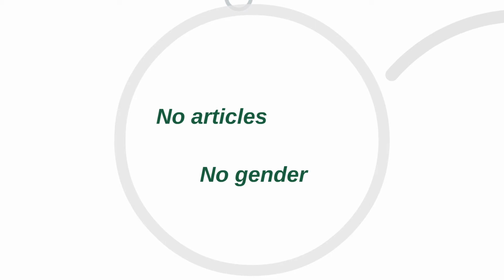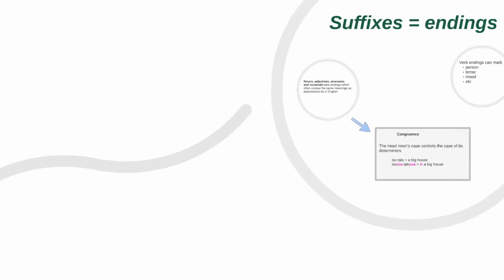In Finnish, there are no articles. So in English, there are "a" and "the". In Finnish, you don't have to worry about that. There isn't anything like that. There's also no gender, so you don't have to worry about feminine or masculine nouns. Just forget about it. It's all one. There's no articles, no gender.